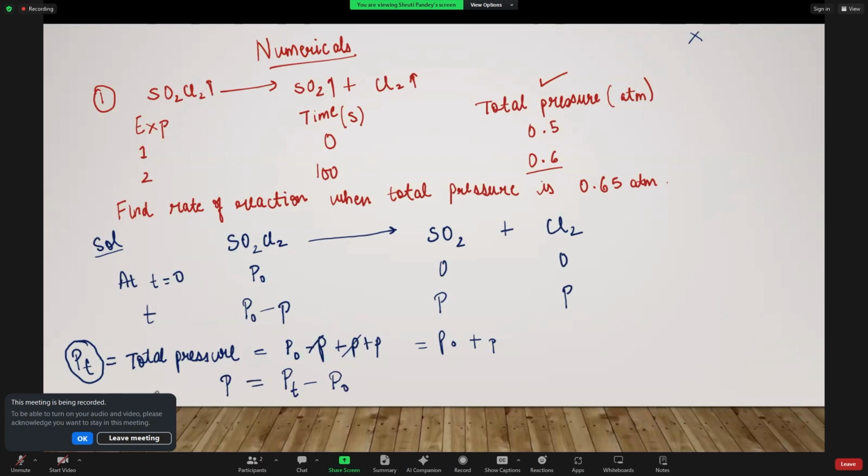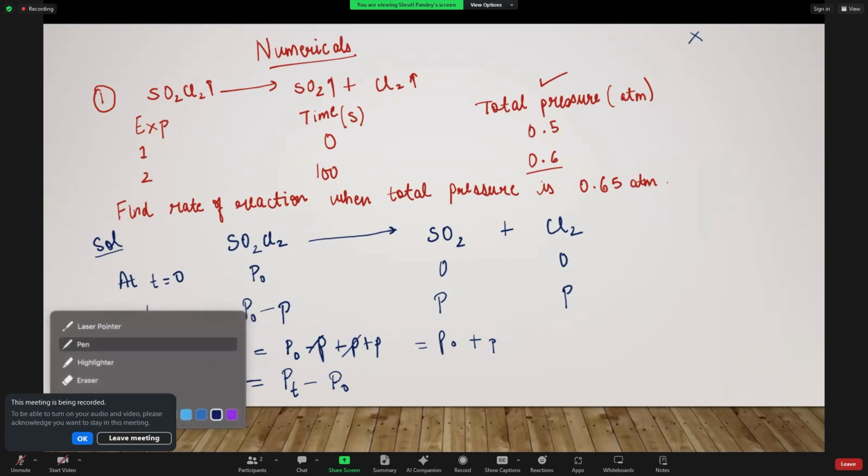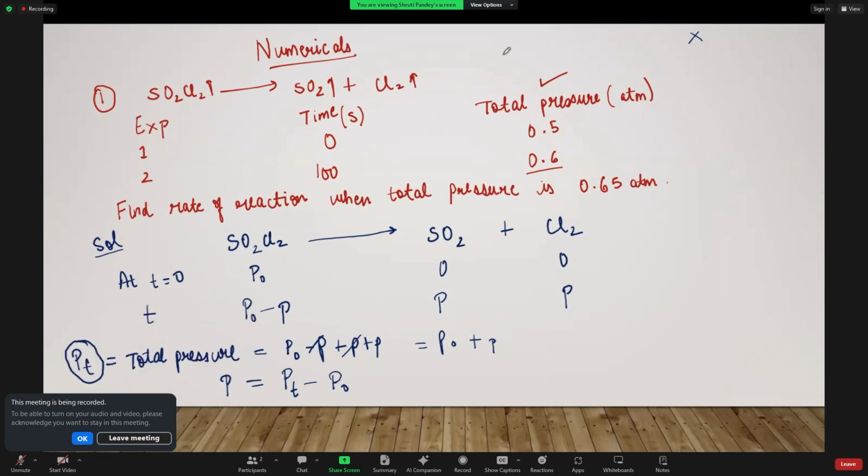ठीक है, now चलो because it was unknown, so we have found out the value of small p in terms of PT and P naught, which were the known values. ये तो हमने लिख दिया. अब what we need to do is, in the question they have also mentioned, I think I forgot to mention, that the reaction is first order reaction. ठीक है, तो n is equal to 1 they have mentioned in the question.